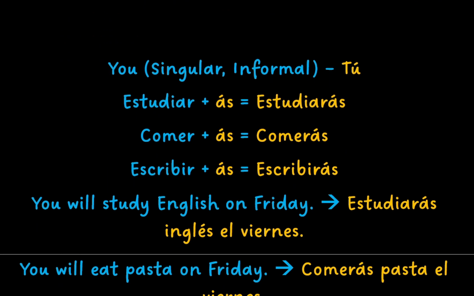You in Spanish when speaking to one person informally is tú. And to conjugate this, we add A with an accent, S. So to say you will study, estudiar becomes estudiarás. To say you will eat, comer becomes comerás. And to say you will write, escribir becomes escribirás.